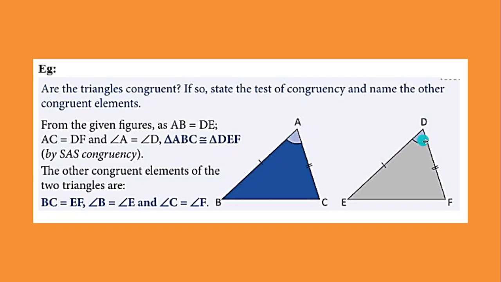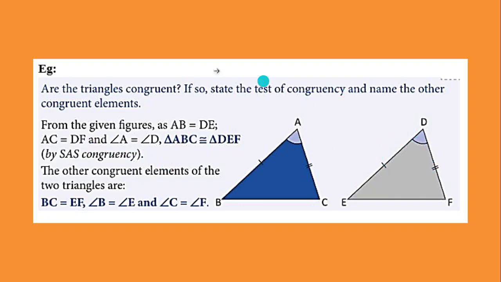That means included angle. So if two sides and the included angle are equal, then we can say that those two triangles are congruent. So here we can say triangle ABC is congruent to triangle DEF. How? By SAS congruency. Side, angle, side. SAS congruency.